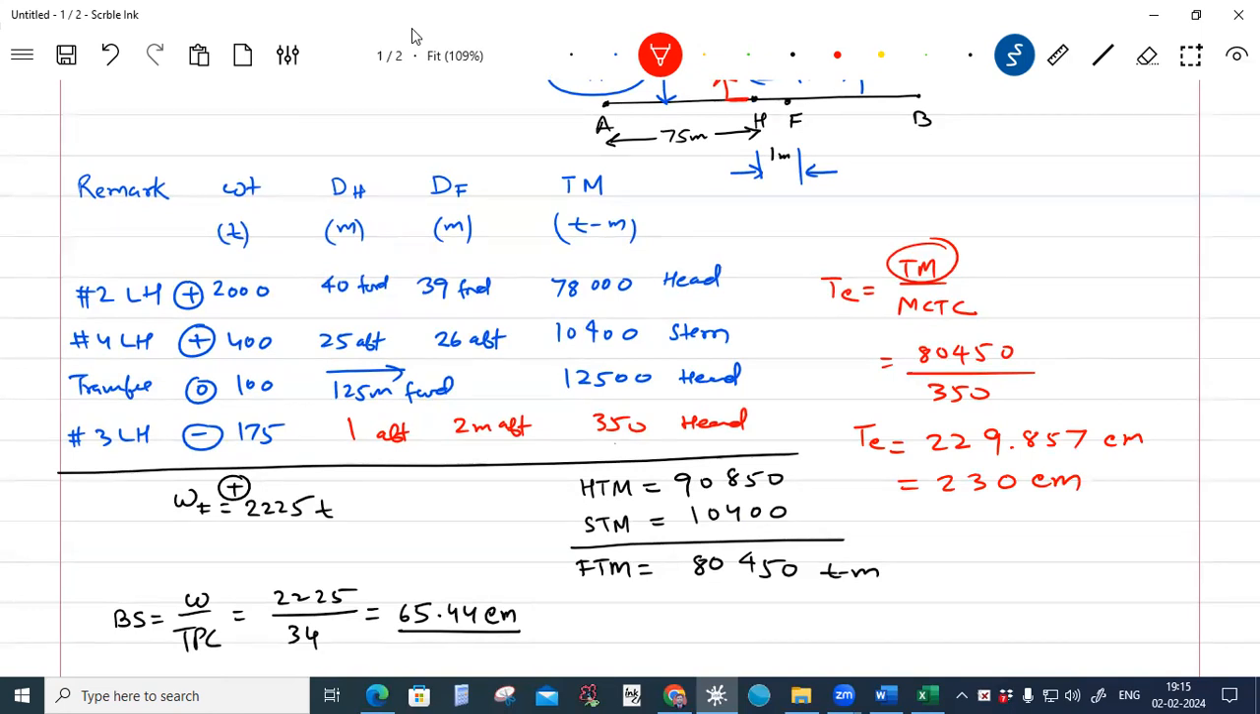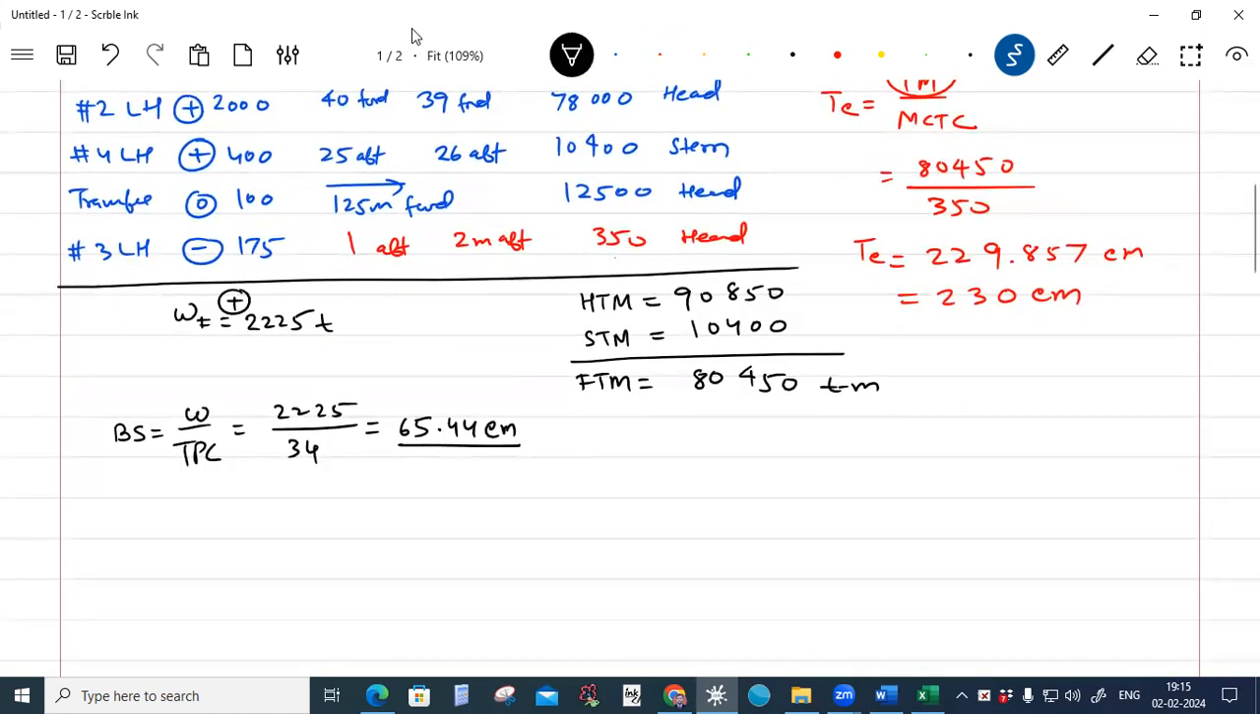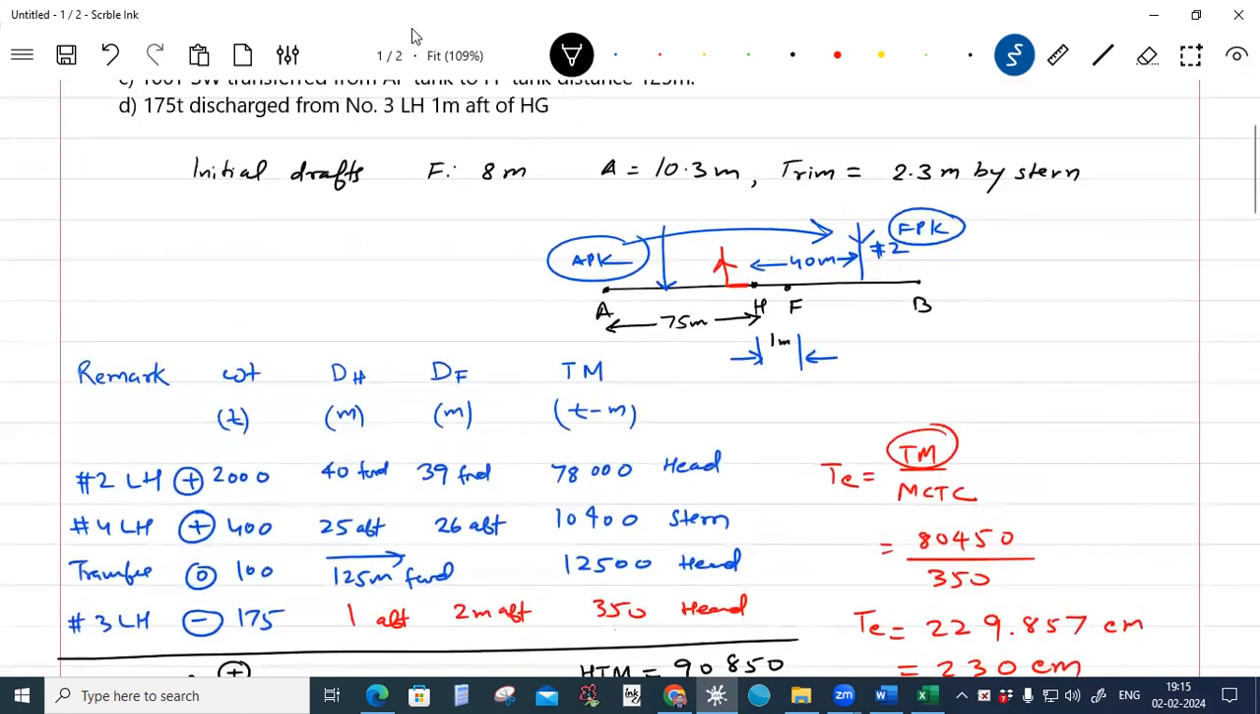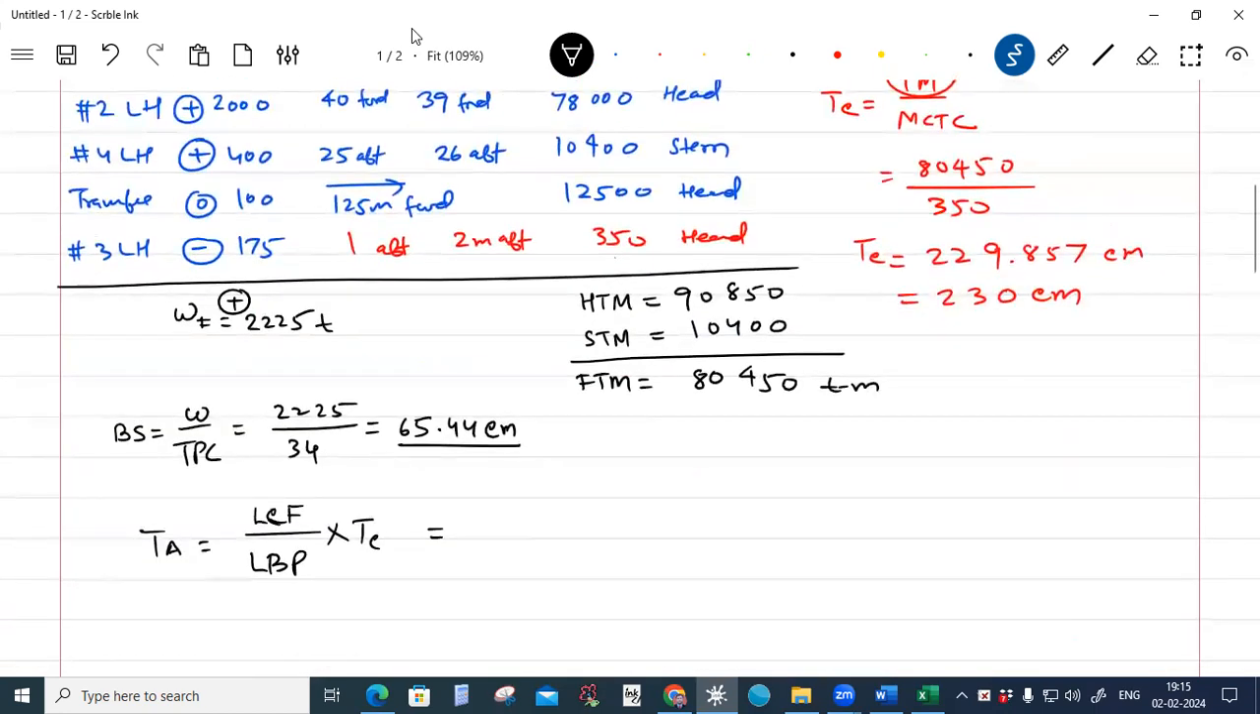Okay, 230. So this trim cost has to be bifurcated into trim aft. Trim aft is what? LCF upon LBP into trim cost. So LCF, this is 75 plus 76, 76. That's why it is good to divide by 150. 150 into trim cost. 230 taken. 230. Yes, sir.